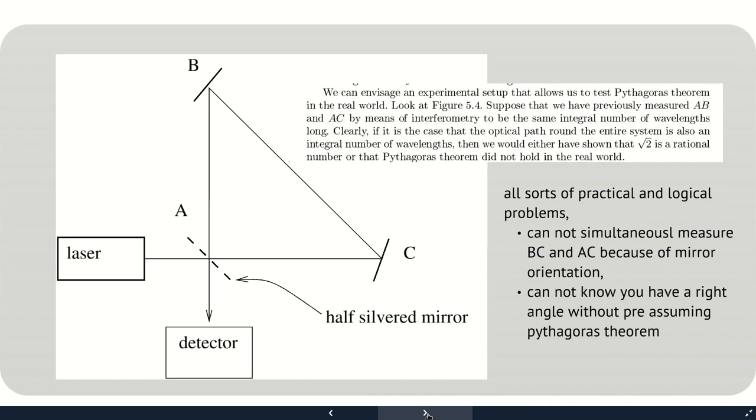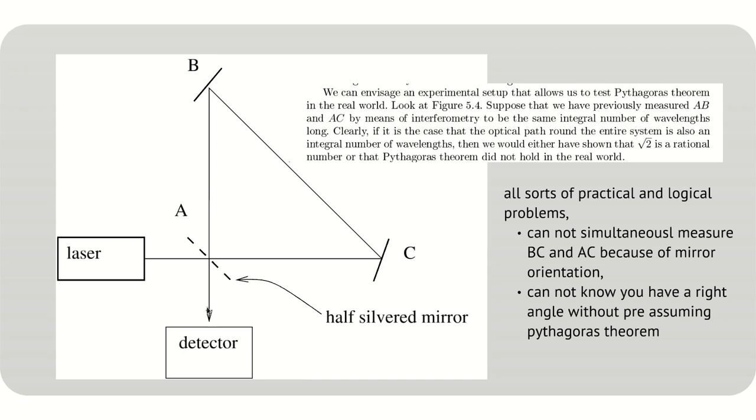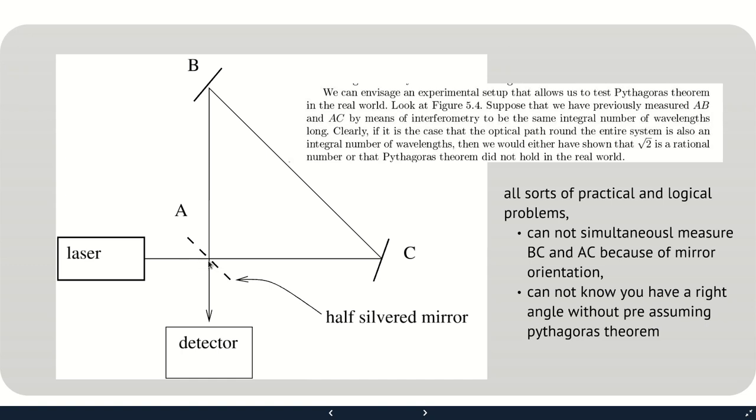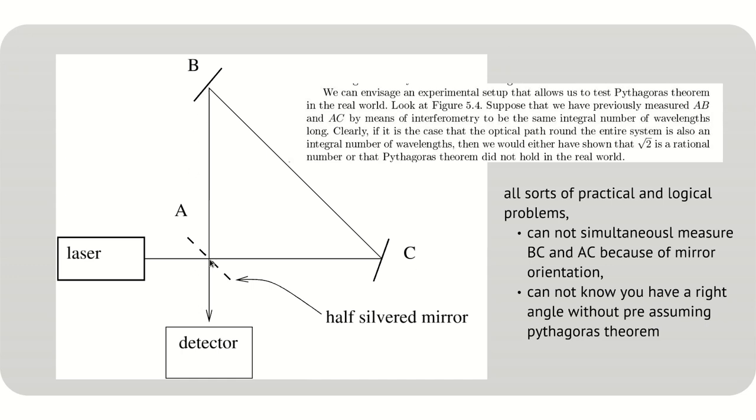Suppose you set up an interferometer experiment like this: you've got a laser, two full mirrors at B and C, a half-silvered mirror at A, and a detector here. By sending light round this path, you get some interference here. Now, suppose you first measure the distance AC by interferometry and AB by interferometry, and you make sure that those are the same, the same number of wavelengths. If it were the case that the distance along the hypotenuse and back was also an integral number of wavelengths detected by interferometry, you'd have disproved Pythagoras' theorem. You'd have shown that, in fact, the distance along the hypotenuse was also an integer number of wavelengths.